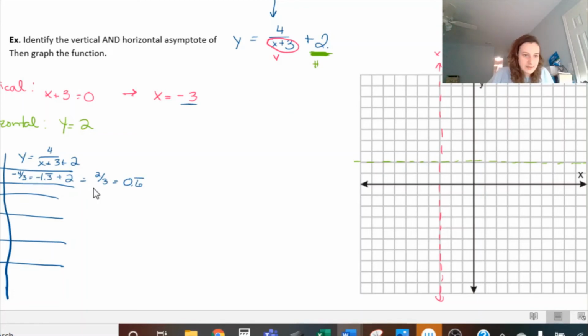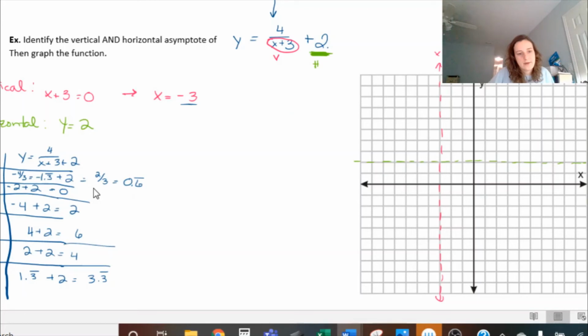At -5, when we plugged that in, we got -2. Now I'm going to add 2, which is going to be 0. We plugged in -4, we got -4, add 2, so that's going to be 2. At -2, we had +4, add 2 again, which is going to be 6. -1 was a +2, add 2, which will give you 4. And at 0, we had 1 and 1/3, add 2 to that. Now we have 3 and 1/3.